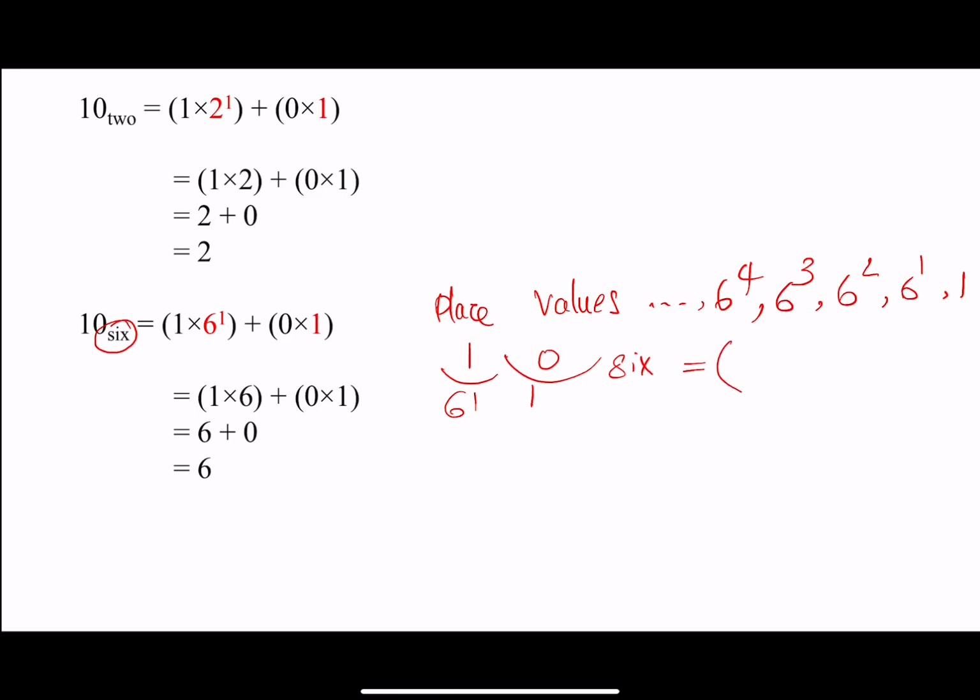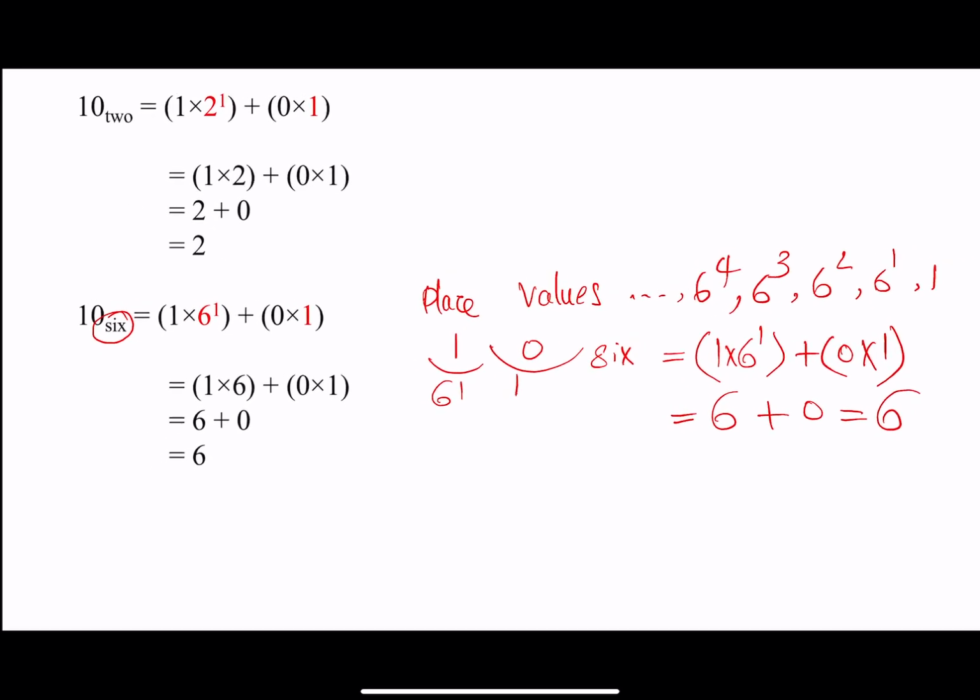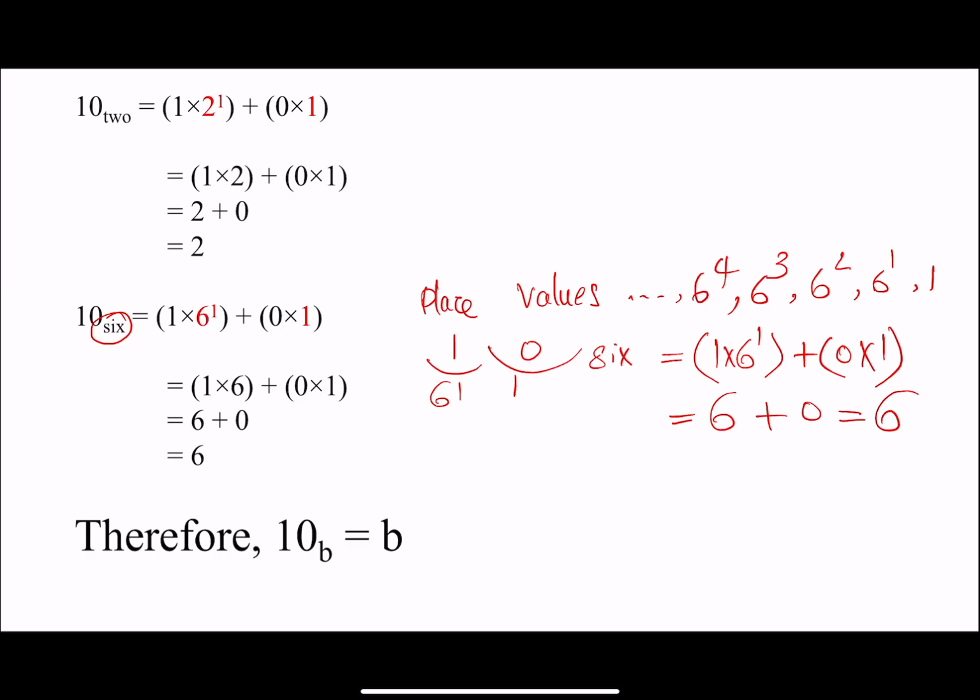Then I multiply each digit by its place value. Digit is 1, its place value is 6 to 1, plus the digit is 0 times its place value, which is 1. And then I add 6 plus 0 is 6. So 1 0 base 6 is 6. I don't want you to memorize, but it's good to know that 1 0 base b is b. For example, 1 0 base 7 is 7. Or 1 0 base 8 is actually 8. 1 0 base b is b.